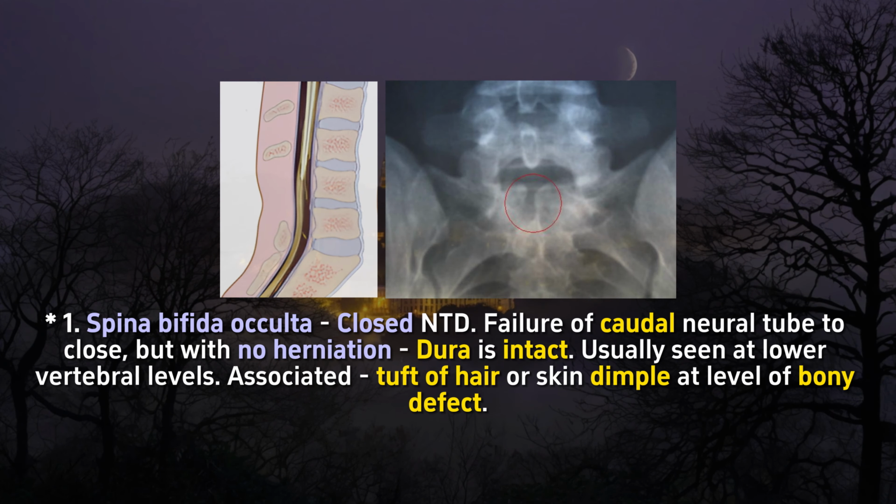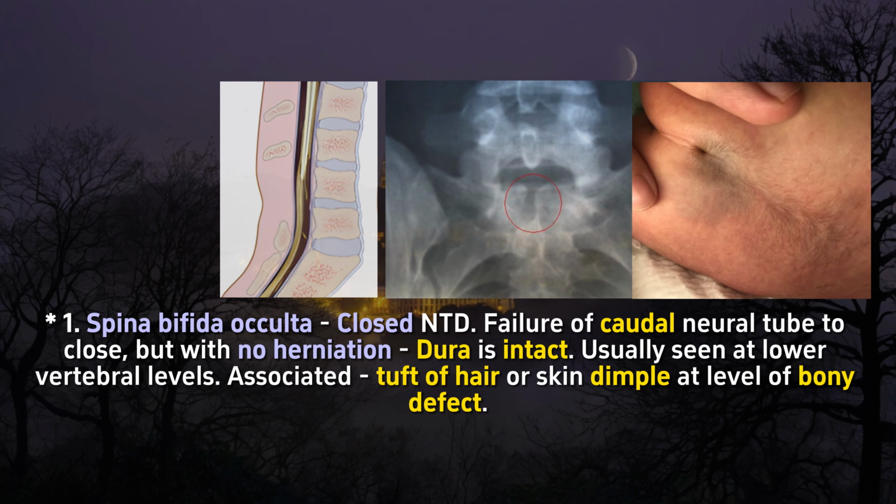Spina bifida occulta is a closed neural tube defect. It is due to failure of caudal neural tube to close, but with no herniation, the dura is intact. Spina bifida occulta is usually seen at lower vertebral levels. It is associated with a tuft of hair or skin dimple at the level of the bony defect.